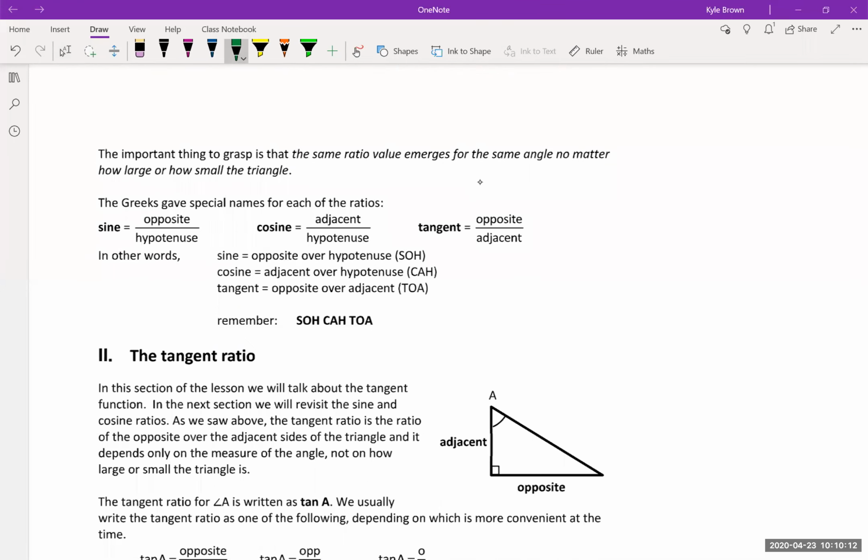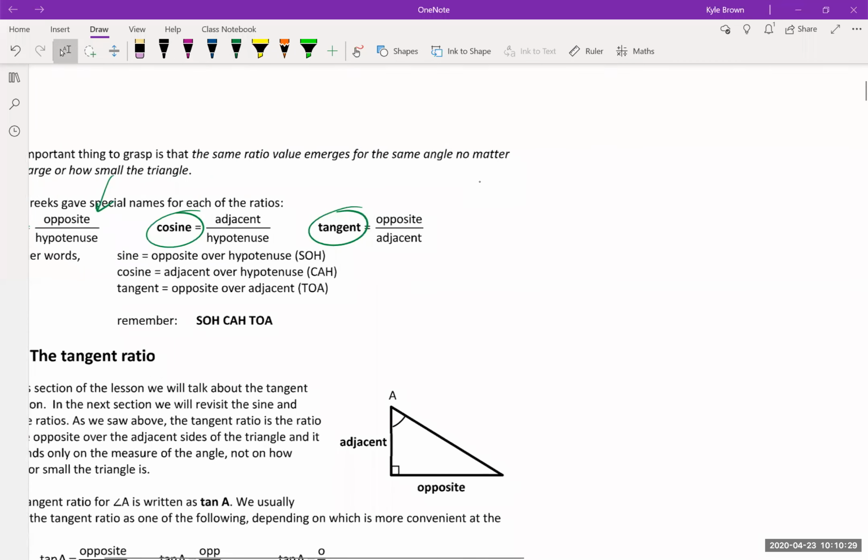They gave them the names. So opposite over hypotenuse is called sine. Adjacent over hypotenuse is cosine. And opposite over adjacent is tangent. Okay, this is going to come up a lot for the rest of your high school math and physics.